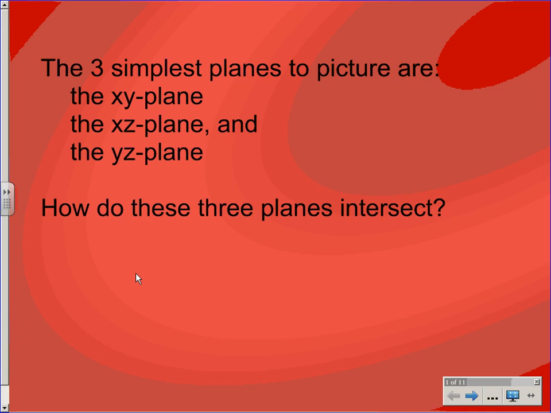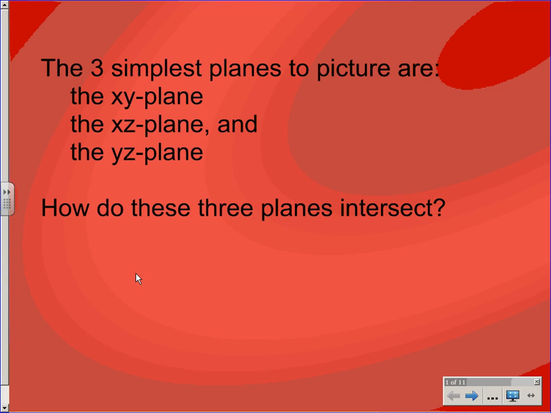All right, we're pretty much wrapping up this chapter. We're going to spend a couple days on this topic where we've dealt with a lot of intersections. We dealt with the intersection of two planes last class, and now we have to look at the case with three planes.